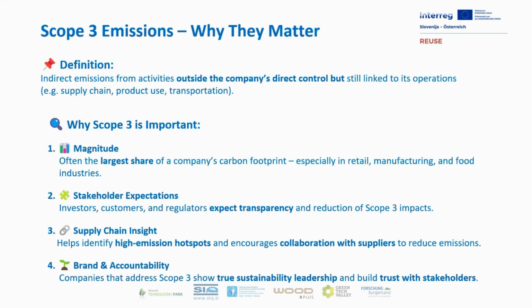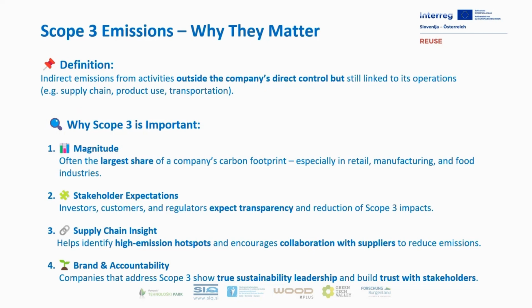Second, stakeholder expectations. Today, investors, customers, and regulators increasingly expect companies to report on and actively reduce Scope 3 emissions because they reflect the broader impact of companies' activities. Third, supply chain transparency. Measuring Scope 3 emissions helps companies identify emissions hotspots in their supply chain and work together with suppliers to reduce them. This leads to smarter procurement decisions and better collaboration across the value chain.